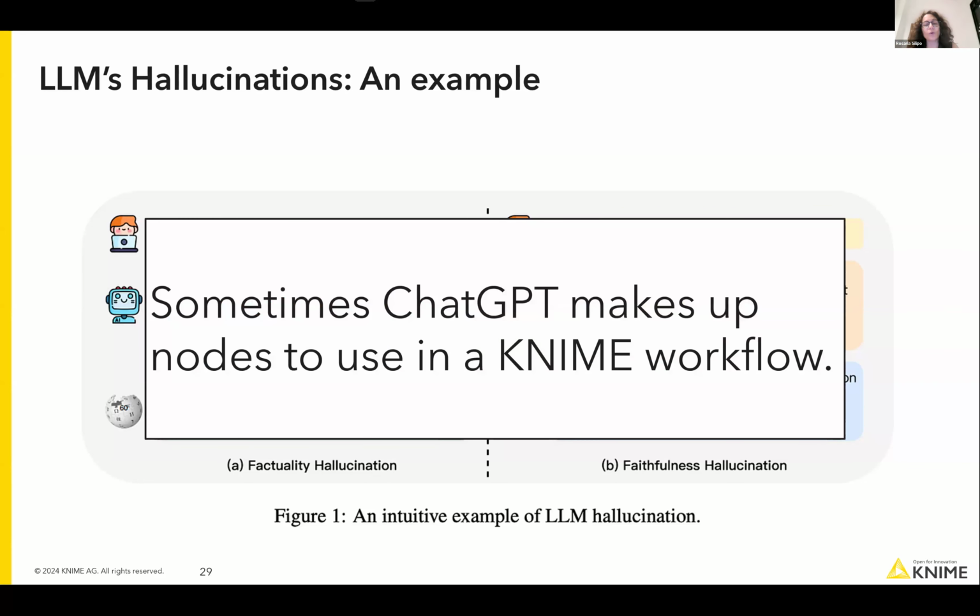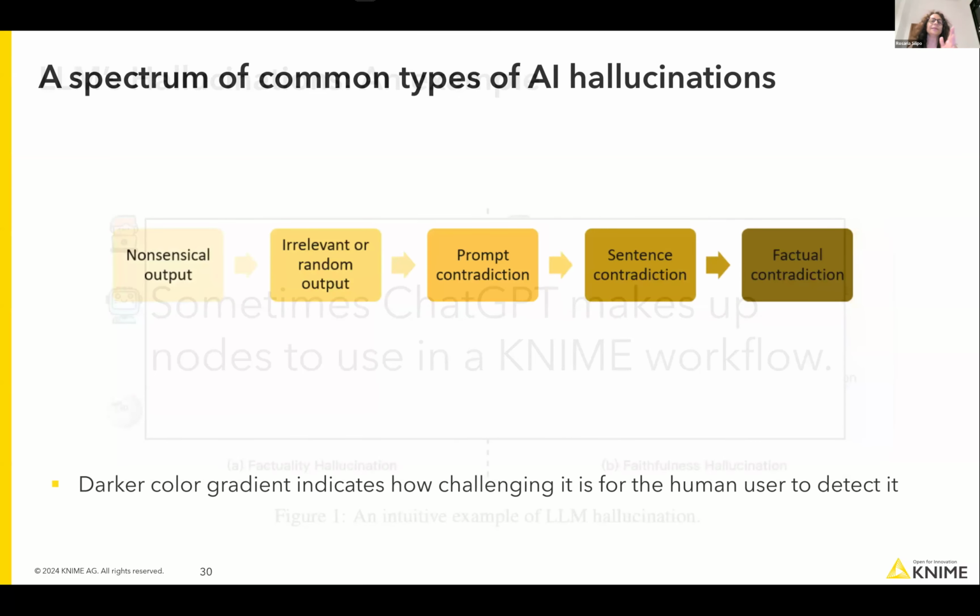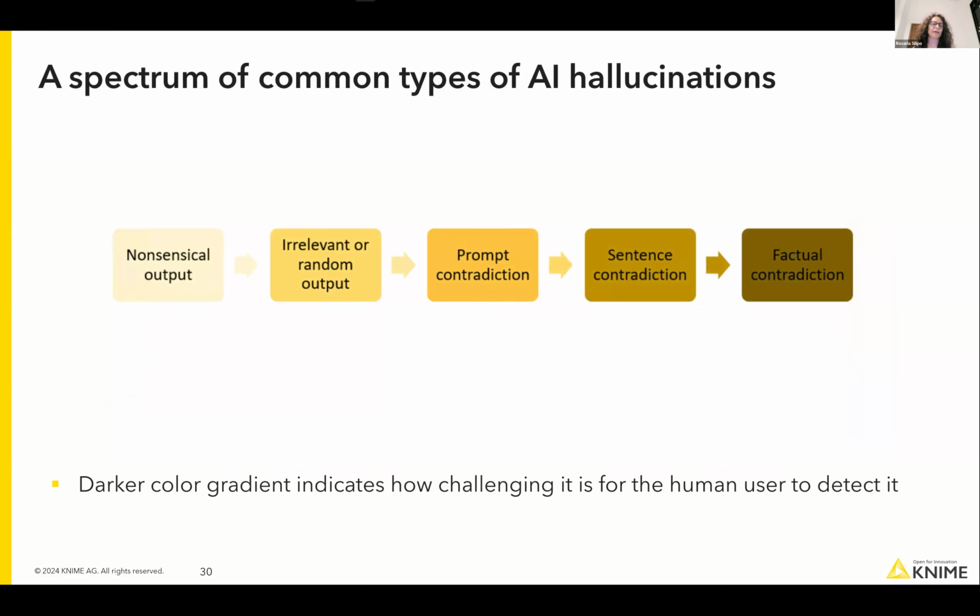For example, if you ask ChatGPT about KNIME nodes for a KNIME workflow, sometimes it answers correctly, but sometimes it makes up the names of the nodes. So it says that there are nodes that actually don't exist. So you have to take it with a bit of care. Yeah, that's what ChatGPT does.